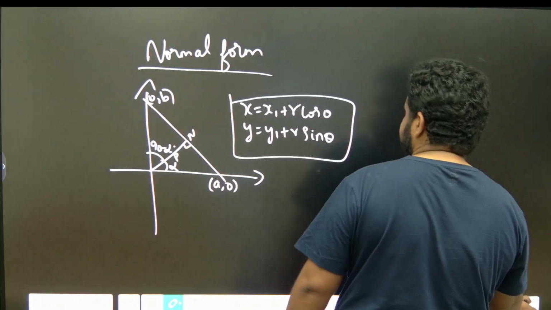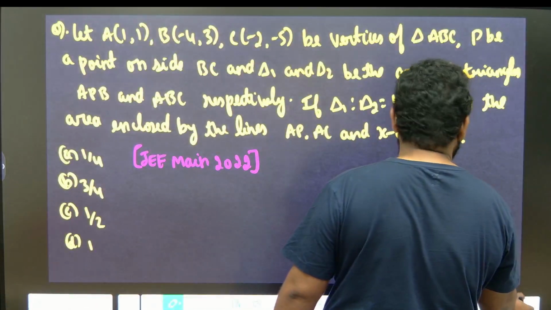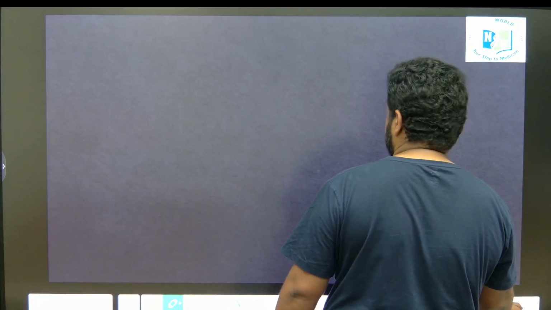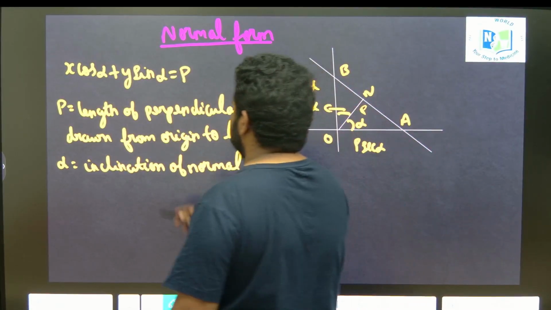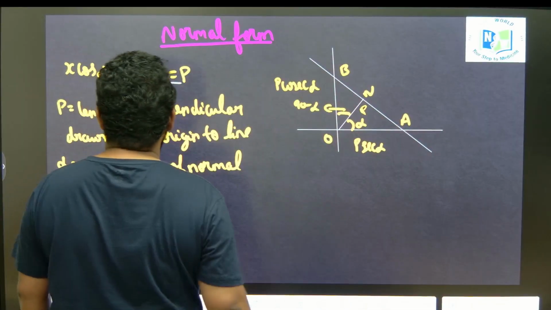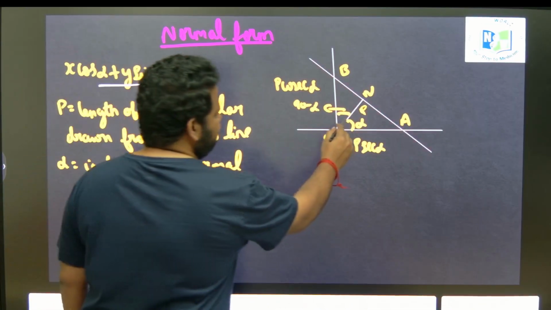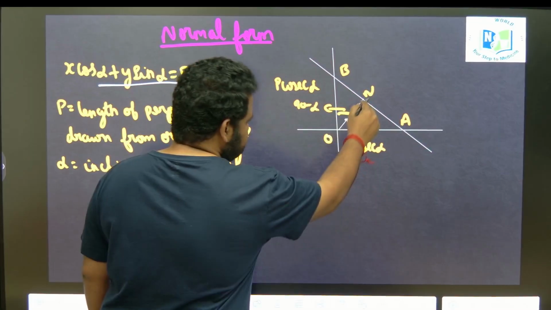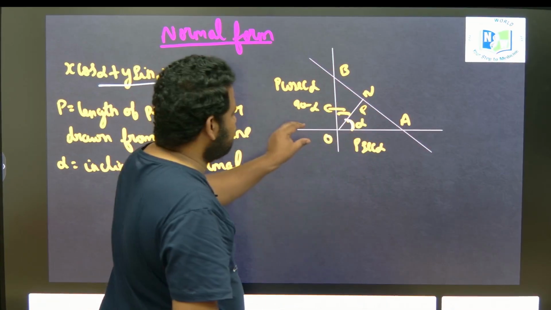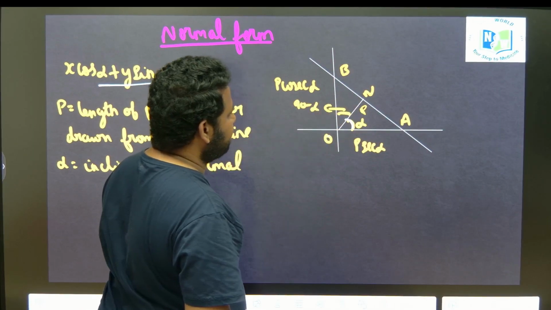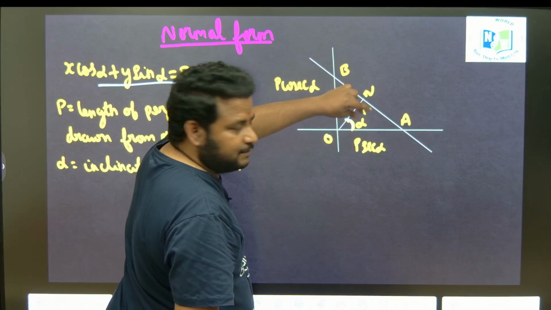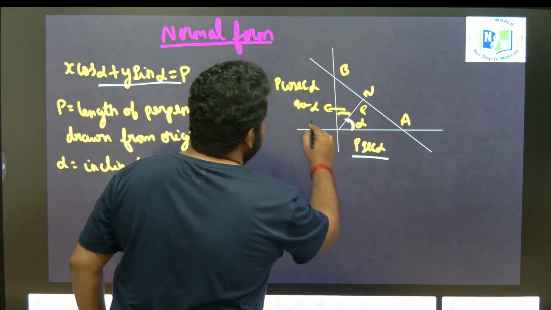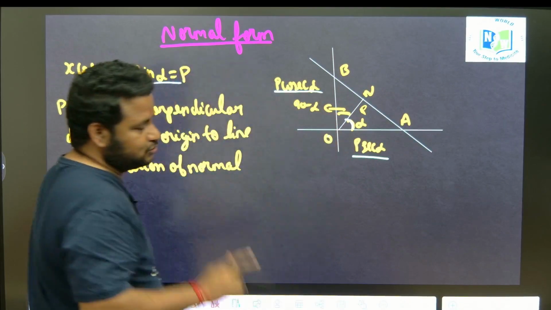Okay, all right. This is normal form. We will do it later, when we do the PYQs. Now, normal form I already explained. That is x cos alpha plus y sin alpha is equal to P. P is the length of the perpendicular. This is alpha. This P is not this point. P is the length of the perpendicular, that is from O to N. And what are the x coordinate and y coordinate? The x coordinate is P secant alpha, and the y coordinate is P cosecant alpha. You must be very aware of this.